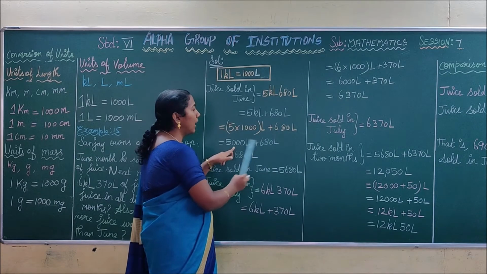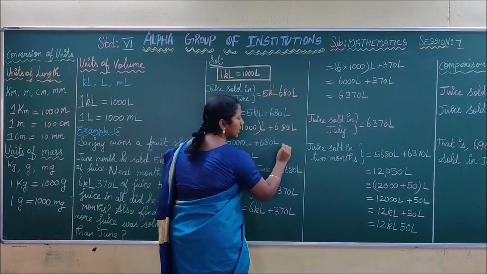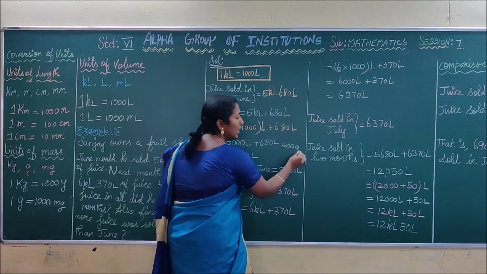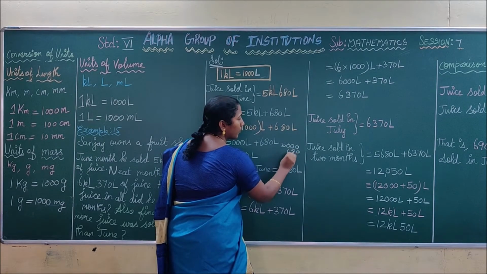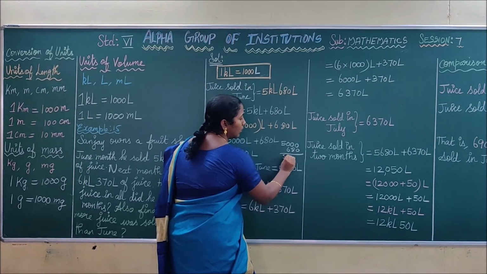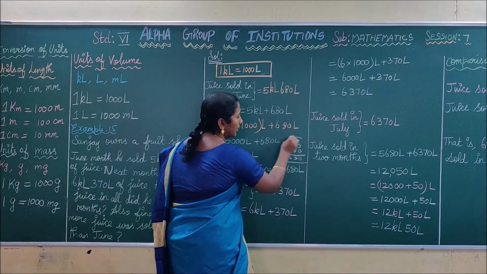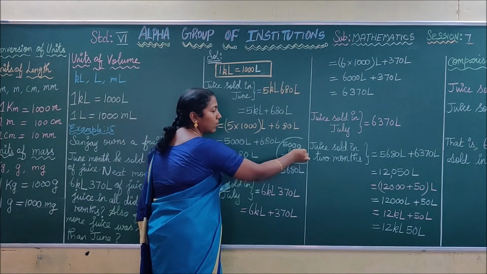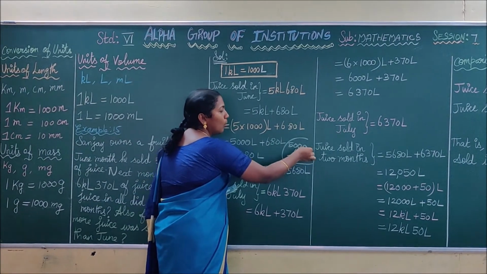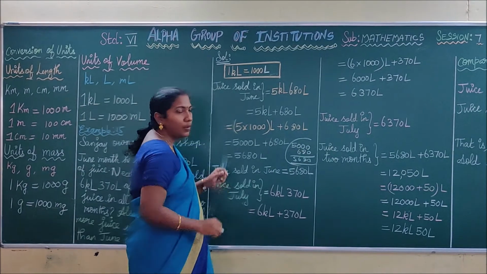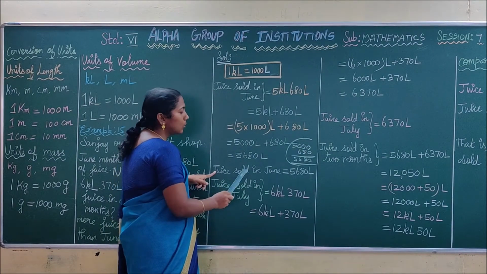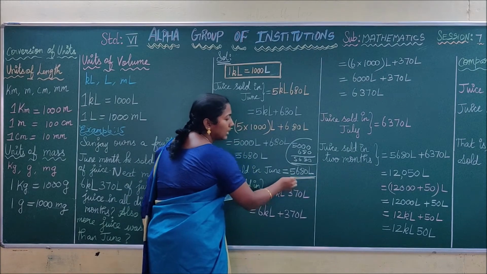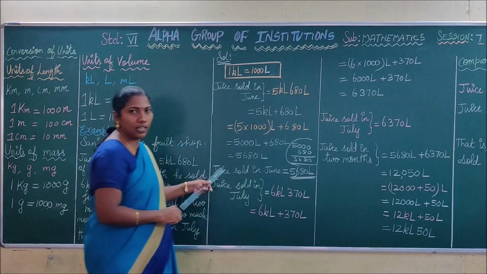Now we are going to add this. How can you add this? Listen here. To 5000, you have to write this 680 from the last, so you get 5680 liter. Don't write from this side. You have to write this number starting from its ones place: ones, tens, hundreds. Thus, juice sold in the month of June is 5,680 liter.